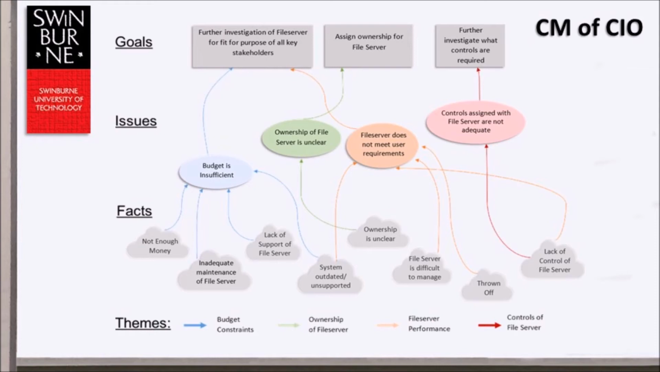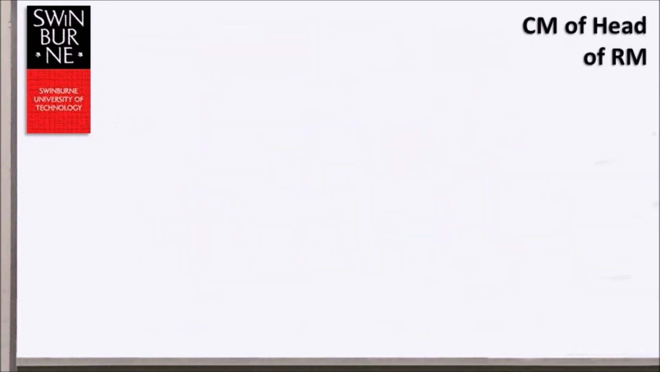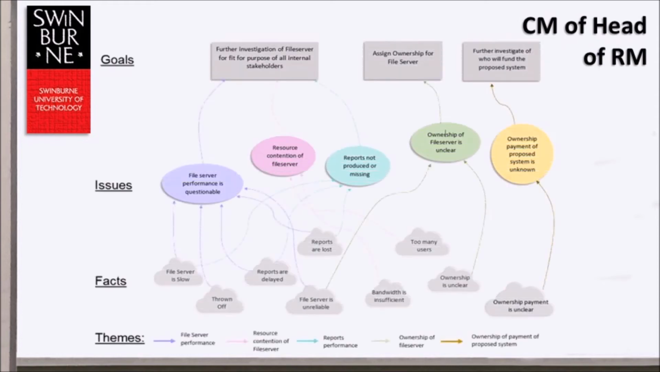Now we look at the problem as stated by the head of risk management. The various problems that the head of risk management states in reference to the file server are that it is too slow because too many users access it at the same time, which makes it act bizarre at peak times when the user load is more than expected.